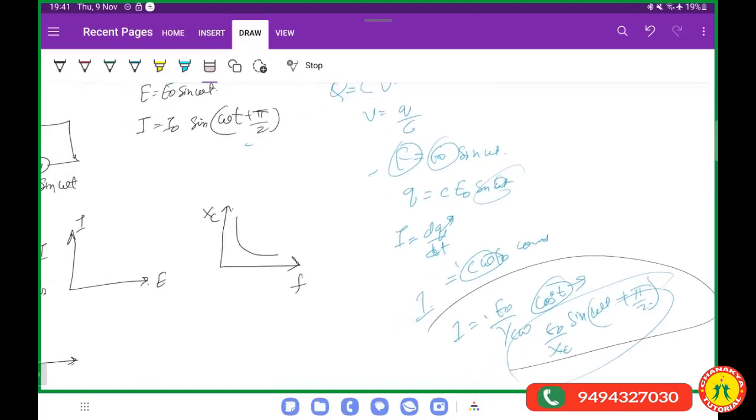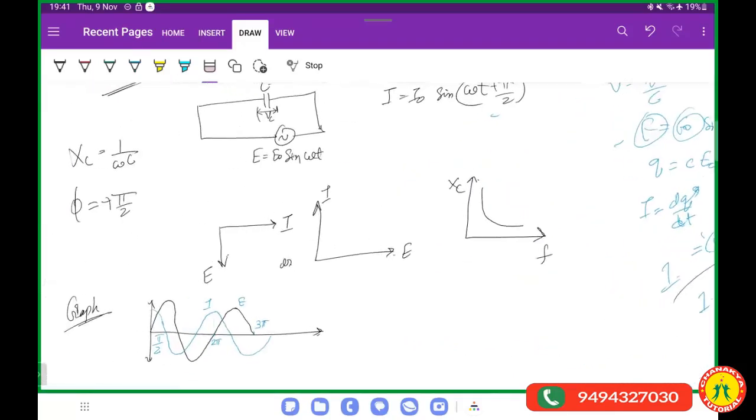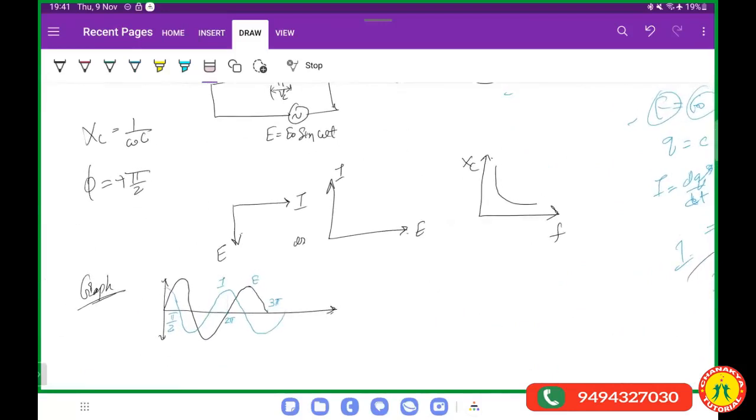Now, I'll add some points here, just now I got reminded. If we go with frequency, omega equals 2 pi f, right? For DC, frequency is 0. Something divided by 0 is infinite. So Xc will be an infinite value. So it won't work on DC. That's what we saw. We can say the condenser won't work on DC, or it blocks DC.